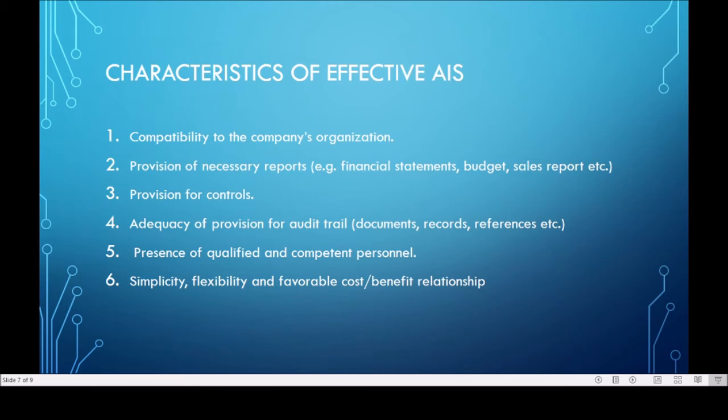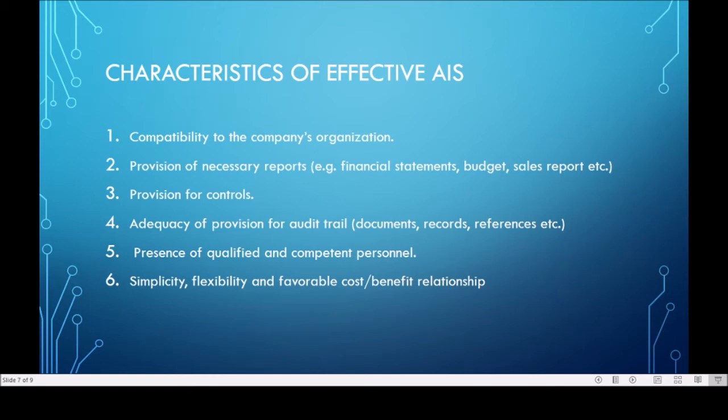Number three, effective AIS provides for controls. The accounting information system is more effective when it can give assurance that data gathered can be protected from fraud. It can identify existing negligence, inaccuracies, and even fraud in the business organization.